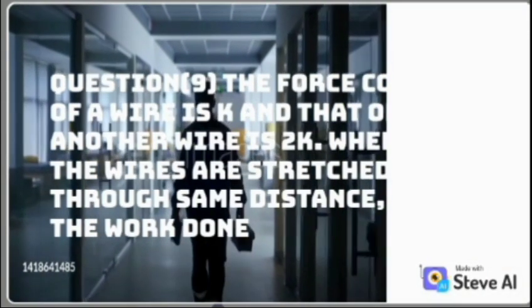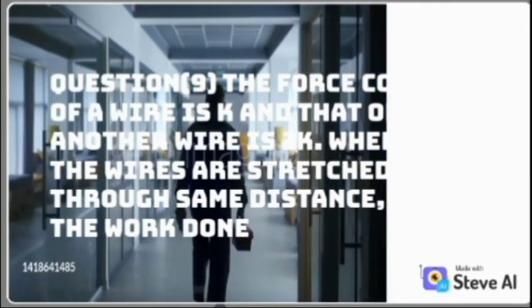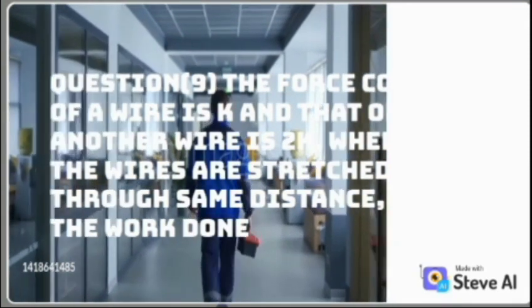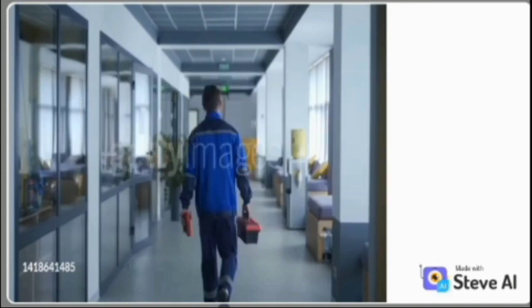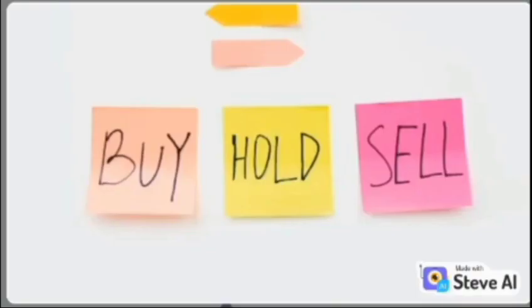Question 9. The force constant of a wire is K and that of another wire is 2K. When both the wires are stretched through the same distance, then: A. W2 equals 3 W1. B. W2 equals 2 W1. C. W2 equals W1. D. W2 equals 0.5 W1. Correct answer is option B, W2 equals 2 W1.